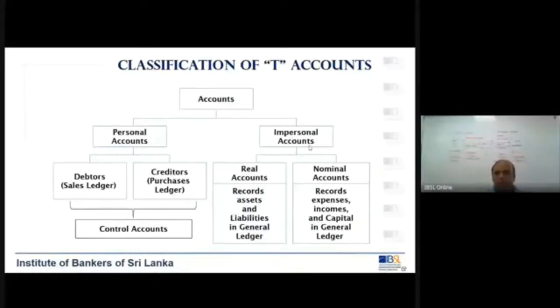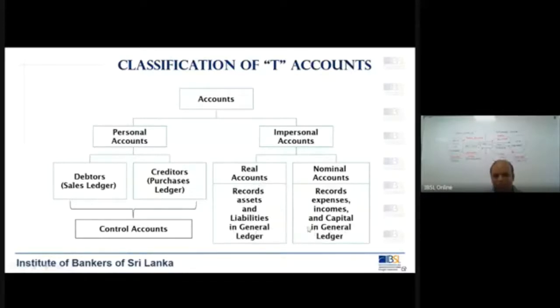On the other side, we have the impersonal accounts. What do you mean by impersonal accounts? Those are classified into two broader categories. One is called a real account, and the other is called a nominal account. The real account records all the assets and liabilities in the general ledger. Now you have to understand this very clearly. Even in the personal accounts, you have accounts which go into the sales ledger and purchases ledger. Impersonal accounts, where you have real accounts and nominal accounts, go into the general ledger.